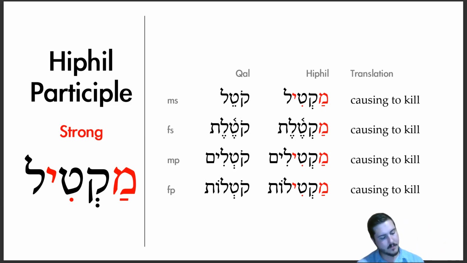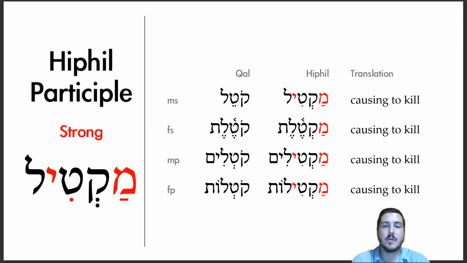Kofal does it. Never mind, I lied. Piel does it. Pual does it. Hitpael does it. So verbs from now on do it. I was quite wrong. My bad. All right. But we're having that mem.